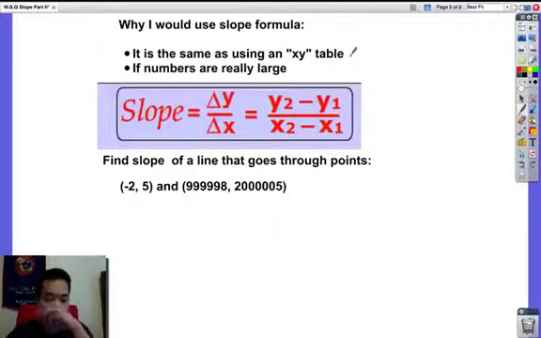So why would I use the slope formula? It's the same thing as using the XY table, but really I like to use the slope formula if it's really big numbers, because if you use really big numbers and you put it into the t-table, you're eventually going to have to find a difference between the two numbers anyways. So for example, I have negative 2, 5, and 999,998 and 2,000,005. Find the slope of those 2 points. Yes, you can put it in the t-table, but you still have to find the difference.